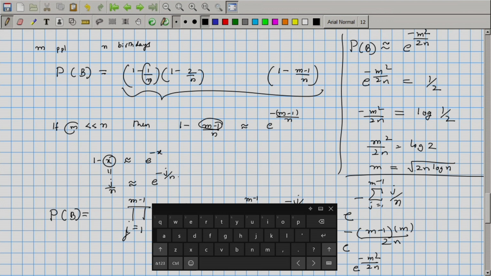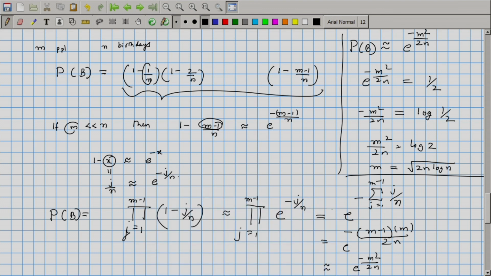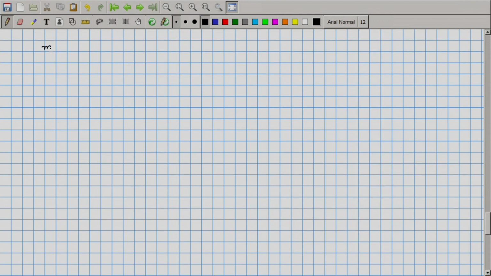So, m is of the order of root n, and you can see that m is significantly less than n, because it is only about 2 times the root of n log n. So, for m equal to this value, the probability will be approximately half. And when you plug in n equals 365, you can see that the value of m that you will get is something like 23. Rounded off to the integer, it is 23.